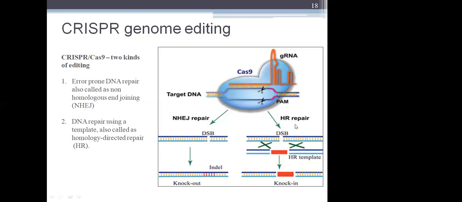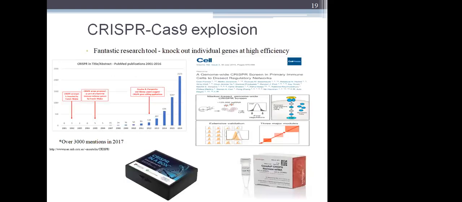Whereas there is another system in which we have to add a donor DNA, and it is called homology directed repair, or HDR or HR, in which instead of joining by itself, the donor DNA comes in here, and then it is joined from both ends to the cut DNA. We call it knock in. In this way, we can add some gene into it, or we can insert some sequence into that particular part.